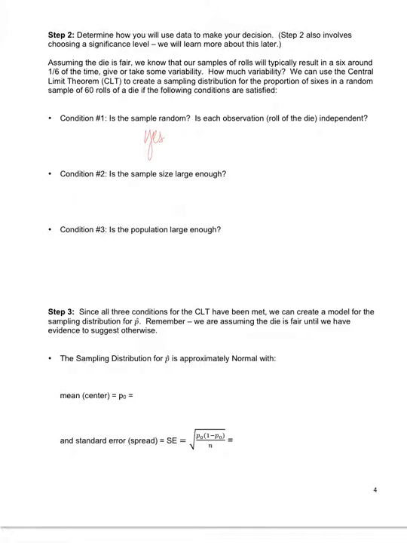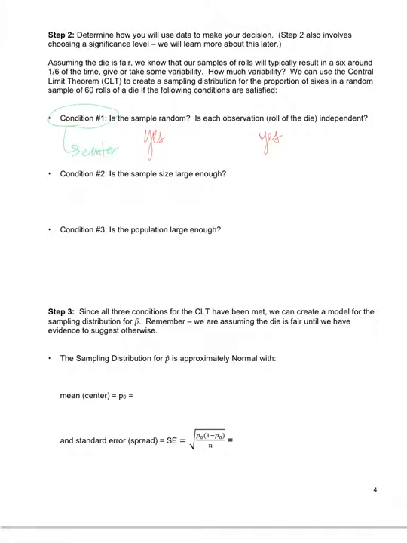And then the question of independence. Is each observation or roll of the die independent of the others? Again, we'll have to conclude that that's yes. One roll's outcome is not going to affect the others. And as a reminder, remember that condition 1 impacts the center of your sampling distribution. So if that condition hasn't been met, we won't know where the center of the distribution is.